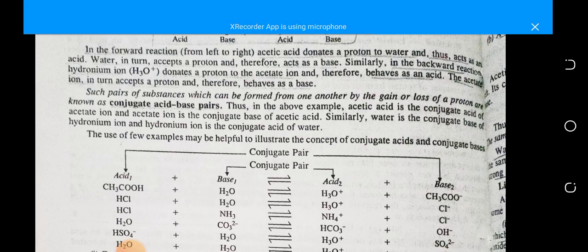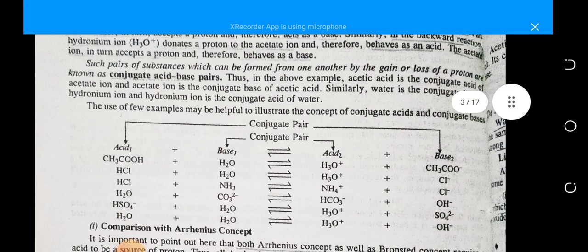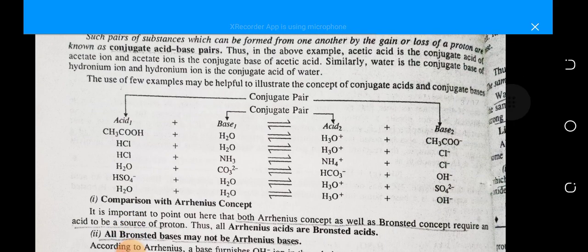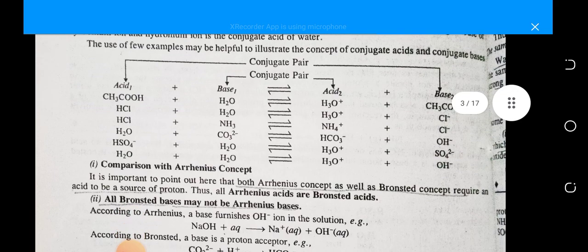Such pairs of substances which can be formed from one another by the gain or loss of a proton are known as conjugate acid-base pairs. Thus, in the above example, acetic acid is the conjugate acid of the acetate ion and the acetate ion is the conjugate base of acetic acid. Similarly, water is the conjugate base of the hydronium ion and the hydronium ion is the conjugate acid of water. The use of a few examples may be helpful to isolate the concept of conjugate acid and conjugate base.